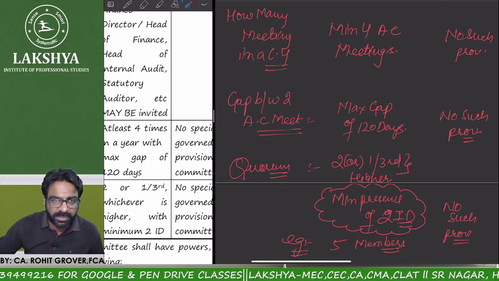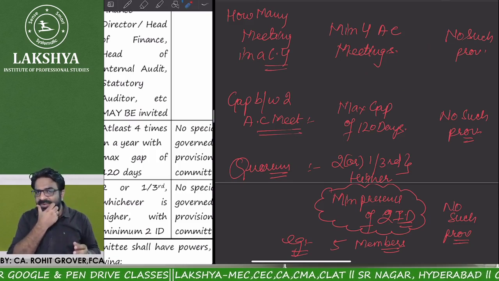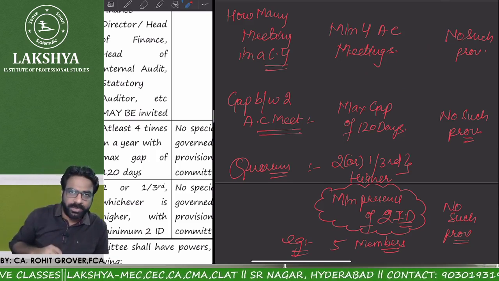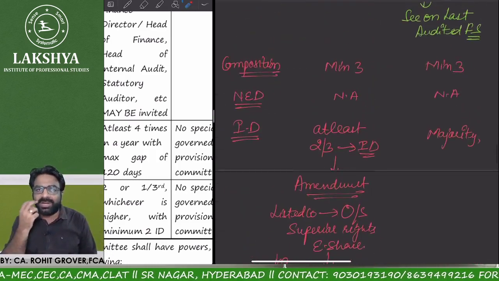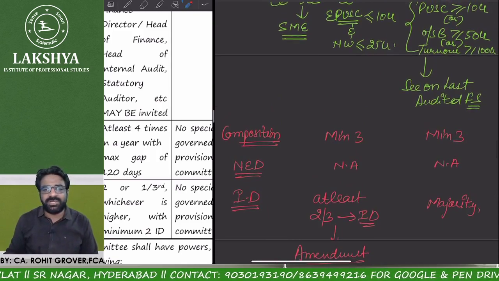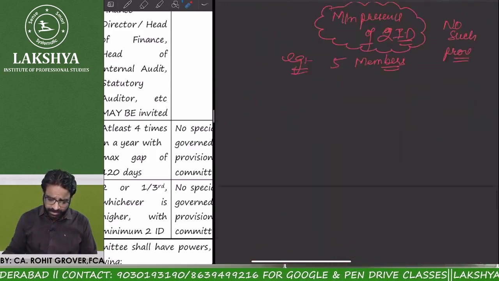Yes sir, we are clear. I hope up to now, up to this topic, everyone has understood what this audit committee is all about. So you can understand from the various differences that the LODR audit committee is more strict, more stringent as compared to section number 177 audit committee. Clear everyone? Right everyone? Chalo.